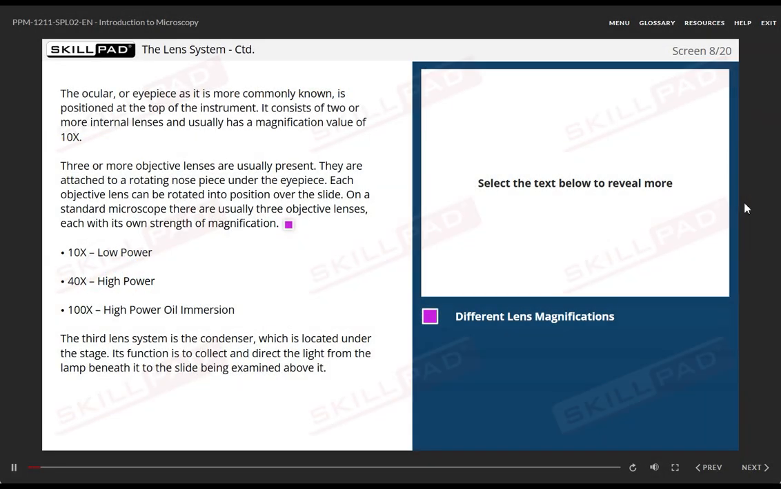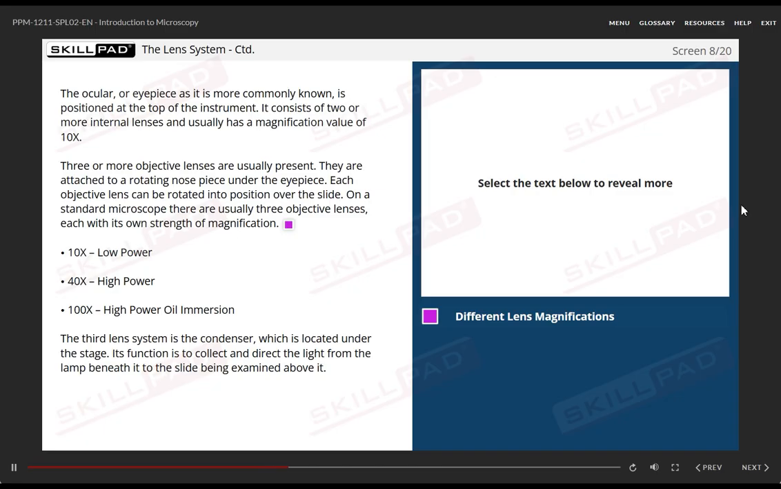The lens system continued. The ocular, or eyepiece, as it is more commonly known, is positioned at the top of the instrument. It consists of 2 or more internal lenses and usually has a magnification value of 10x. 3 or more objective lenses are usually present. They are attached to a rotating nose piece under the eyepiece.